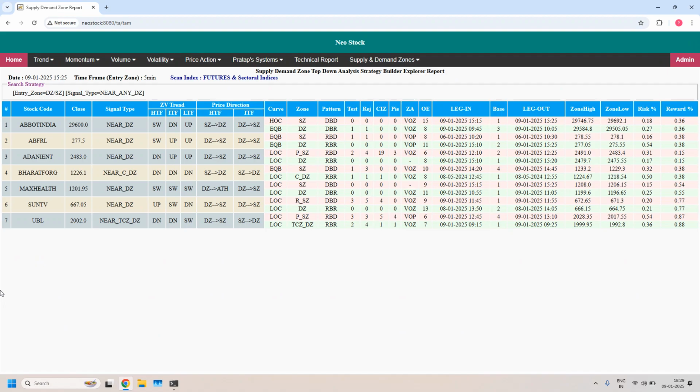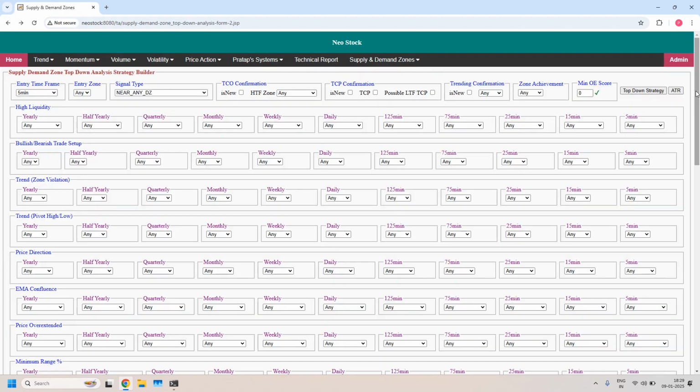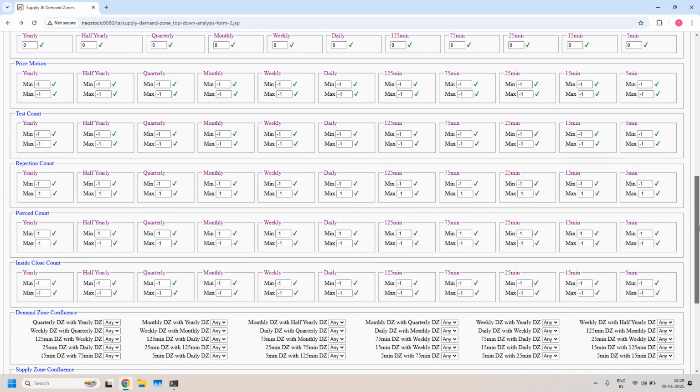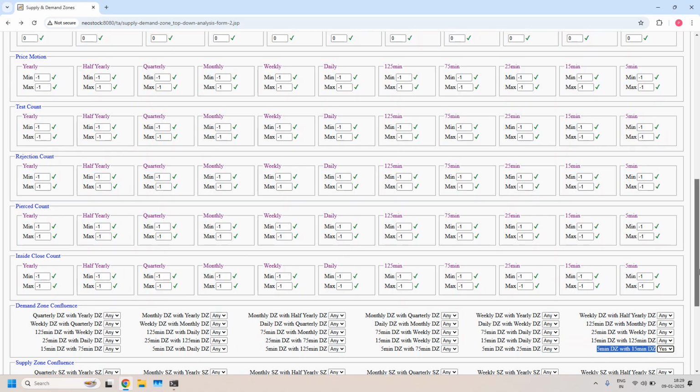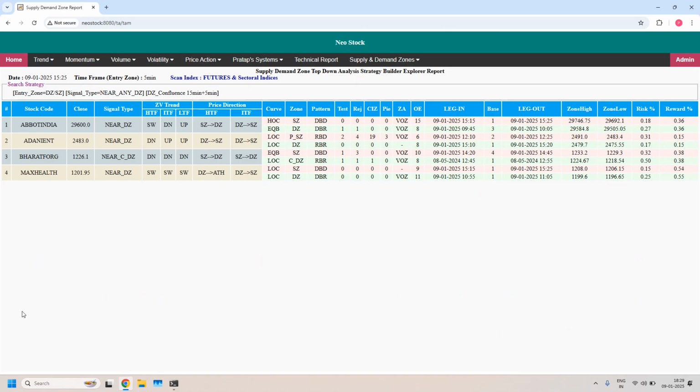Out of these 7, how many demand zones are having a ITF demand zone confluence? That is 5 minutes demand zone with 15 minutes demand zone confluence. I am enabling the filter. Now 4 stocks are filtered. All these 4 demand zones are part of the 15 minutes demand zone.